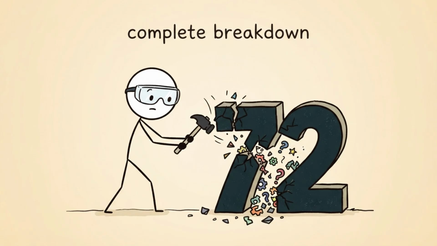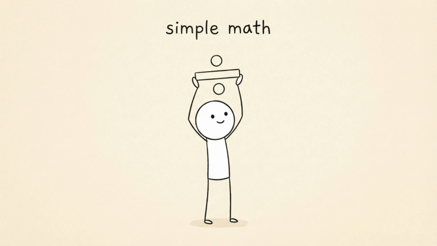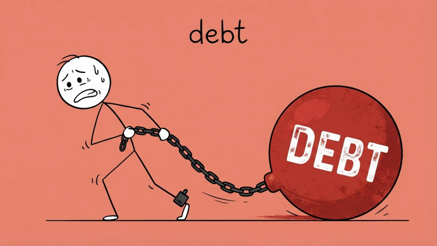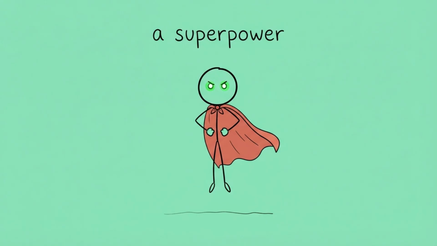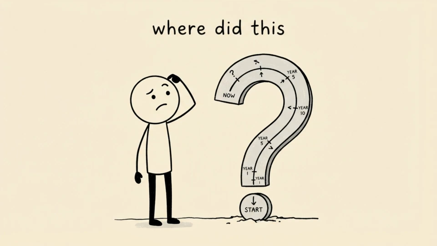Today, we're going to do a complete breakdown of this rule. We'll look at where it came from, the simple math behind it, and exactly how you apply it to investments, debt, and even the sneaky theft of inflation. By the end of this short video, you will have a superpower that changes how you look at every financial decision. So where did this thing start?